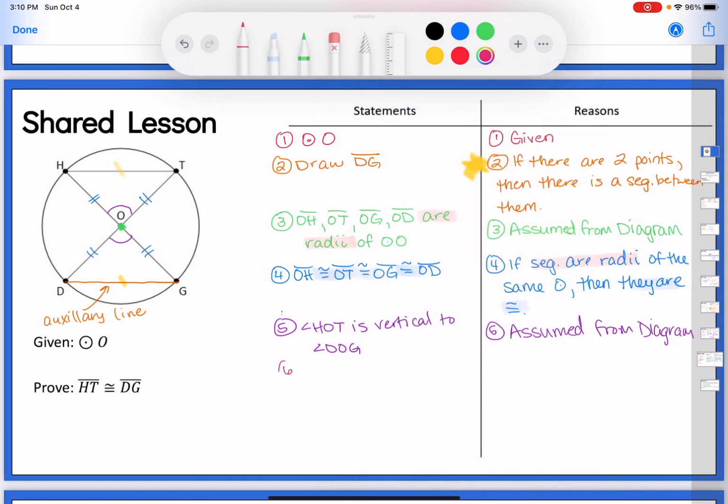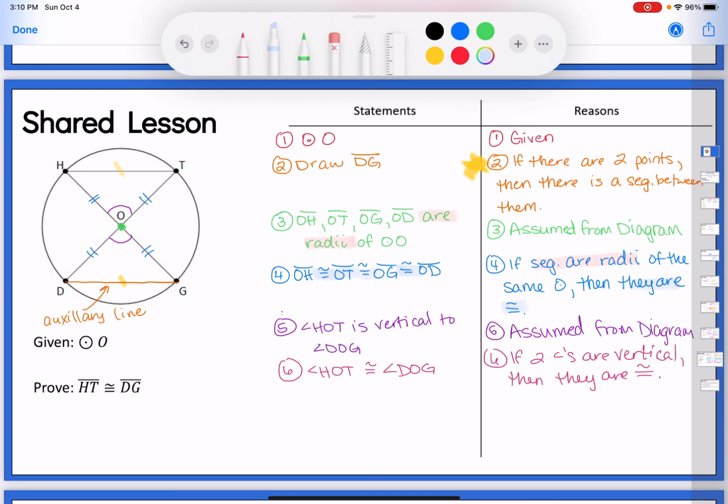So don't forget that. I almost did, but I would have caught it when I did my if-then self-check, right? So here's step 6. Now I can say angle HOT is congruent to angle DOG: if two angles are vertical, then they are congruent.